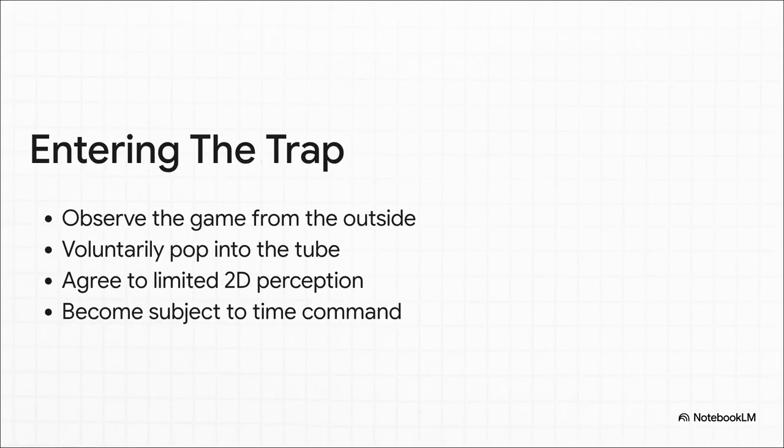So, how do beings actually enter this trap? This is crucial. We are not in some external computer simulation run by a rogue programmer. We are in a restricted reality maintained entirely by our own voluntary agreements. A being observes the game from the outside, thinks, hey, that looks like fun, and voluntarily pops into the tube. But to play, they absolutely must agree to the laws of the tube, meaning limited two-dimensional spatial perception, and, vitally, they become subject to the continue-to-be-known time command. The agreement among beings about what is real is the reality. We literally locked ourselves in.